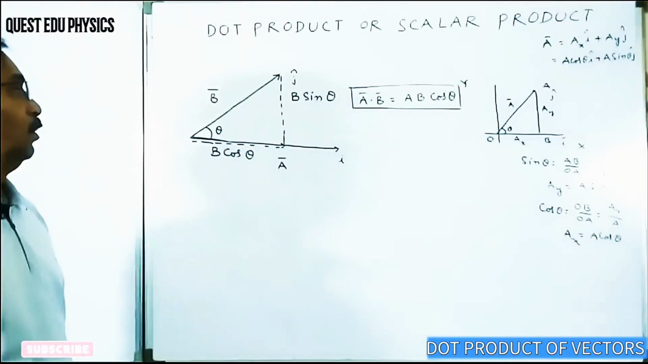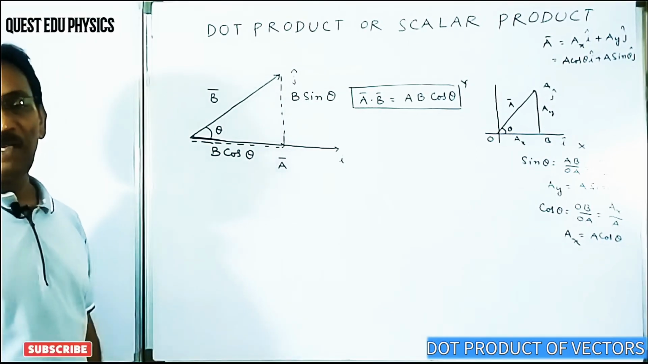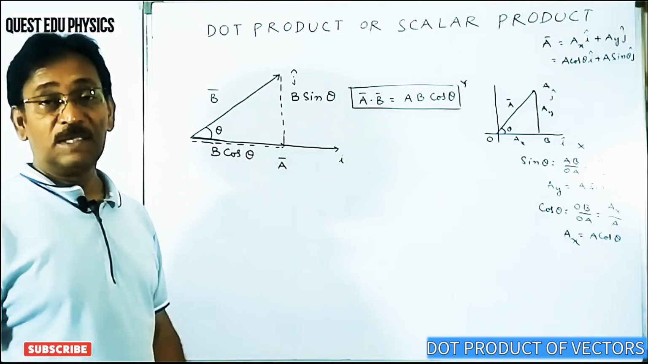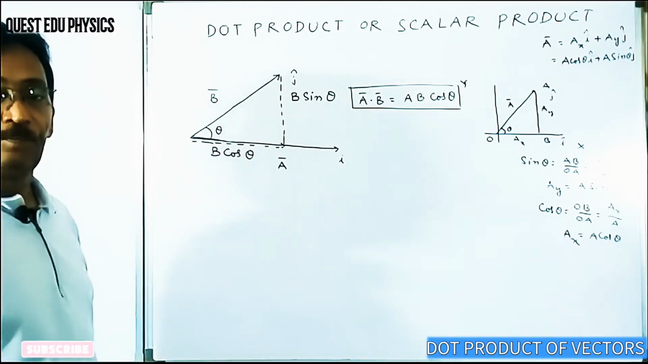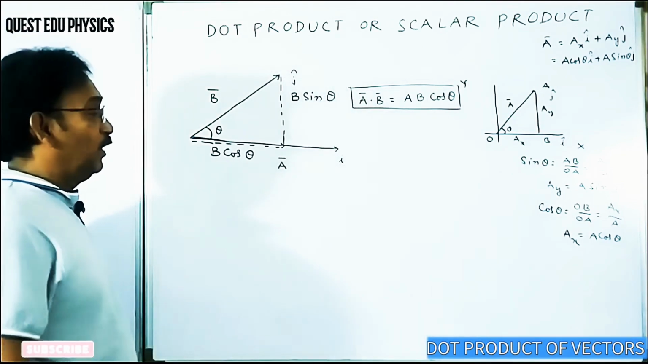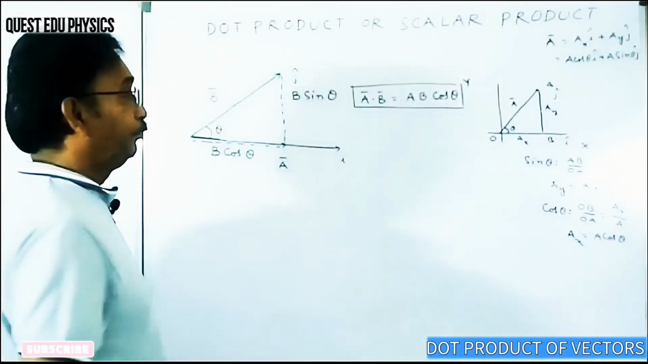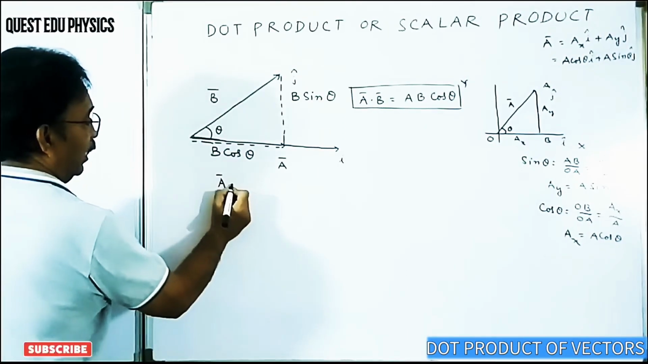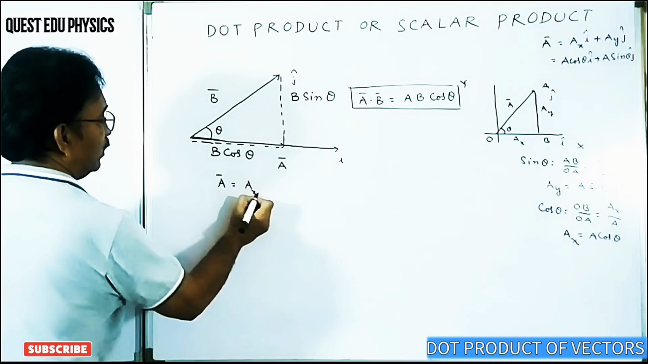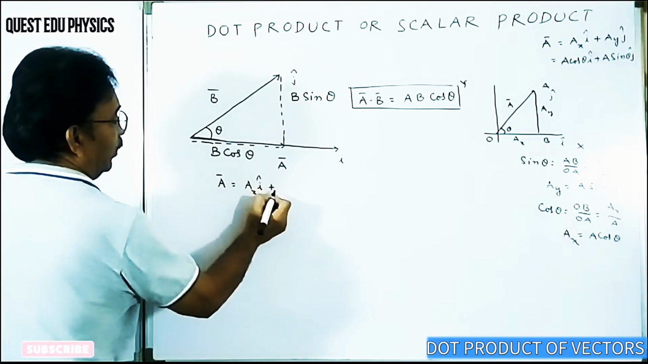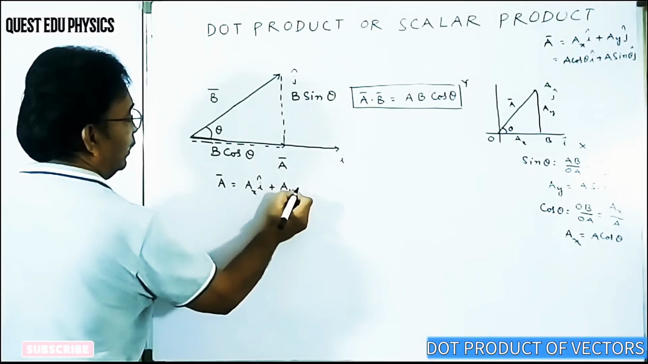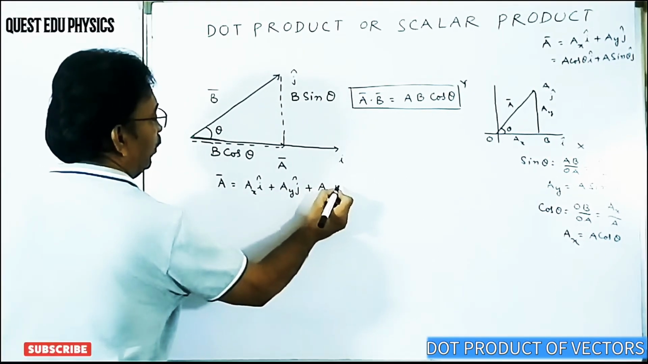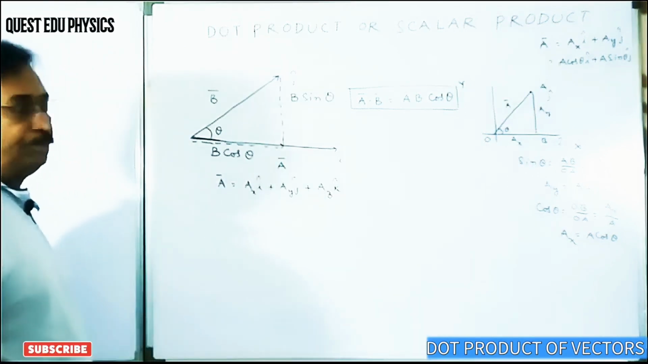A bar dot B bar is equal to AB cos theta. We call it the dot product or the scalar product of the two vectors. Then we will go with the multiplication of these. How will we multiply? For example, say a vector A bar is equal to Ax i cap plus Ay j cap plus Az k cap. We took the three-dimensional plane.